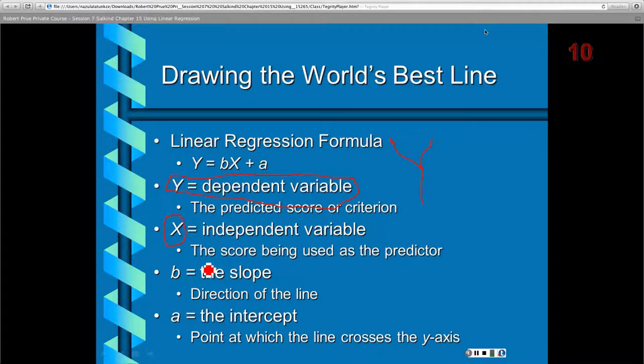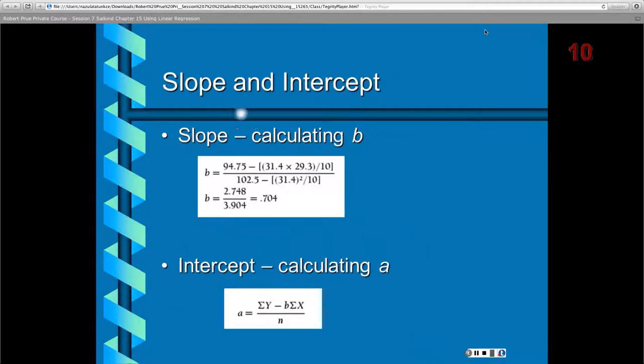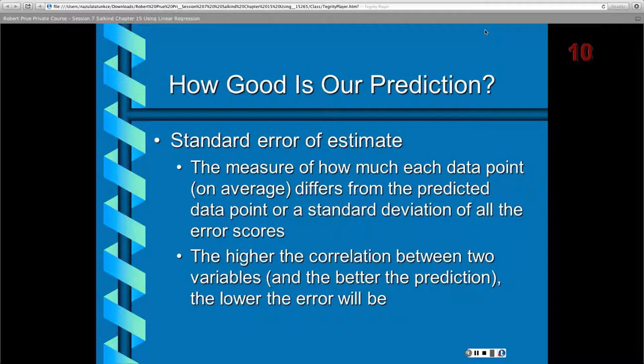We need to calculate two things, the slope and the intercept. And we can do that using both Macintosh and Windows versions of Excel. So there's the formula. We'll move right past it. The standard error of the estimate is the measure of how much each data point on average, we're going back to the mean, differs from the predicted data point, or a standard deviation of all the error scores. So the higher the correlation between two variables, the lower the error will be.